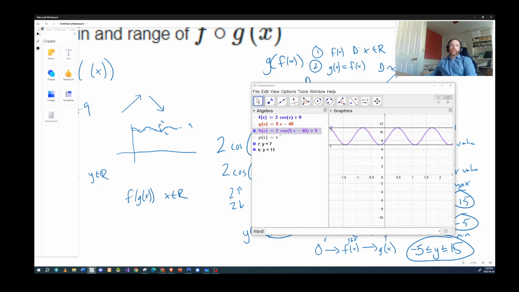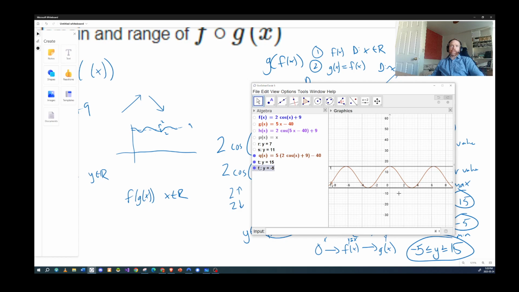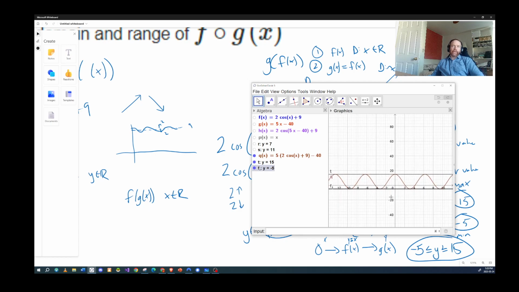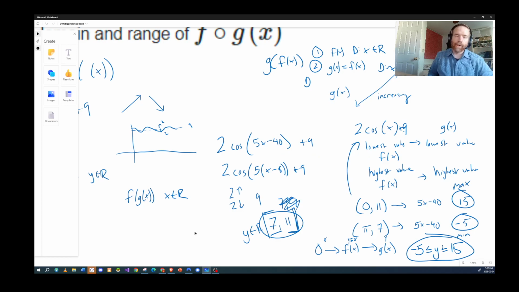Okay, so again, this is my drawing of f of g of x. What if I drew g of f of x, right? And this, of course, looks quite different. So let's just bring it back. My theory was it should be capped at 15 on the top, and capped at negative 5 on the bottom, which you can see is a pretty good model, right? It captures it perfectly.